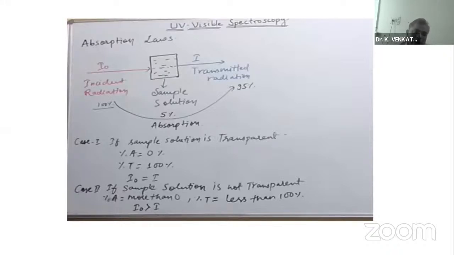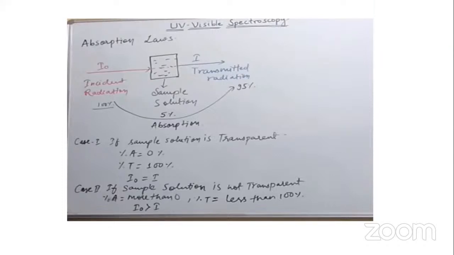Case 1: if the sample solution is transparent, meaning 100% transparency, what is the absorption? 0. So the percentage absorption is 0%, and the transmittance is 100%. So here I0 equals I. That is the correct answer.